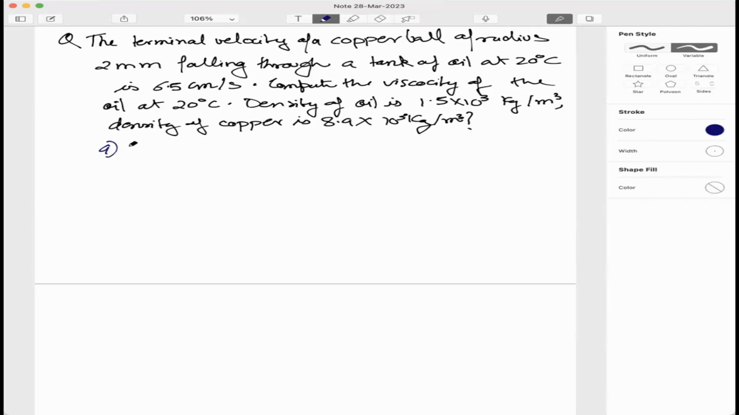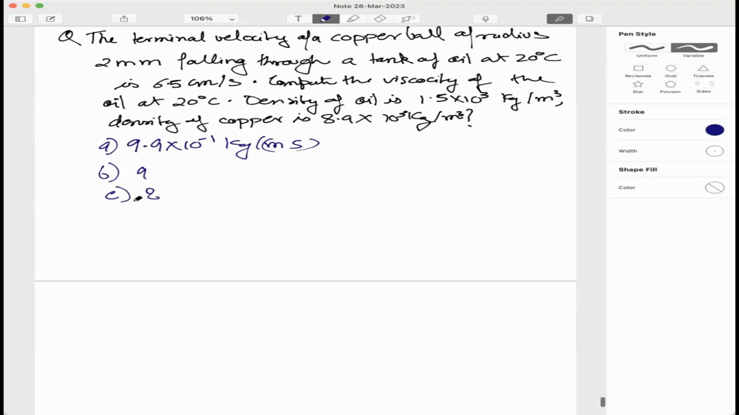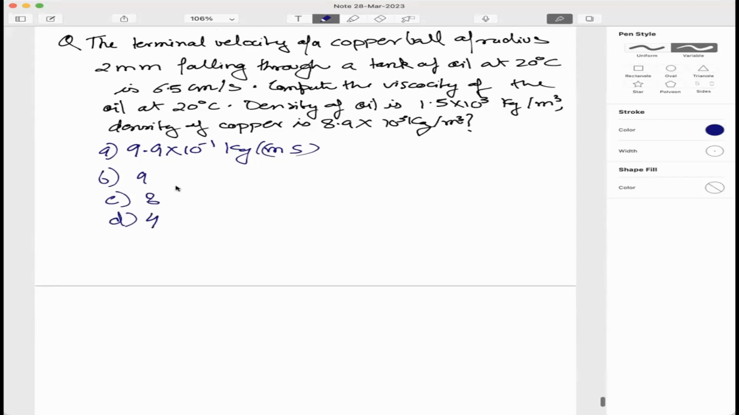Options are 9.9 into 10 to the minus 1 kg per meter second, 9, 8. Try this question. Okay, now solve this question.